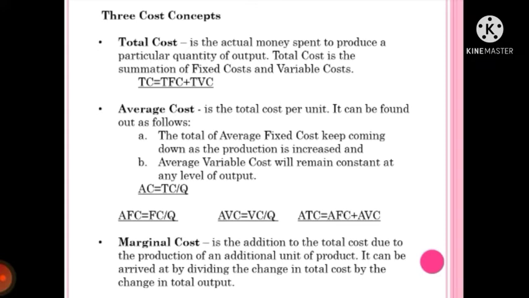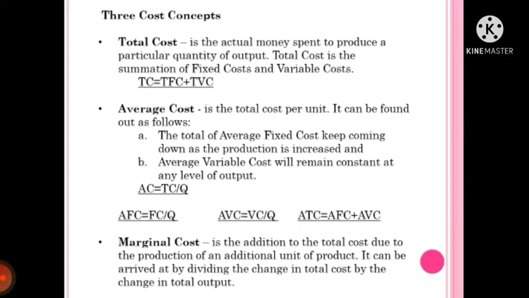Next concept is average cost. It is the total cost per unit. It can be found out as follows. A. The average fixed cost keeps coming down as the production is increased. And B. Average variable cost will remain constant at any level of output. The formula to get the average cost of your production is average cost equals total cost divided by quantity. To get the average fixed cost, the formula is average fixed cost equals fixed cost divided by quantity.